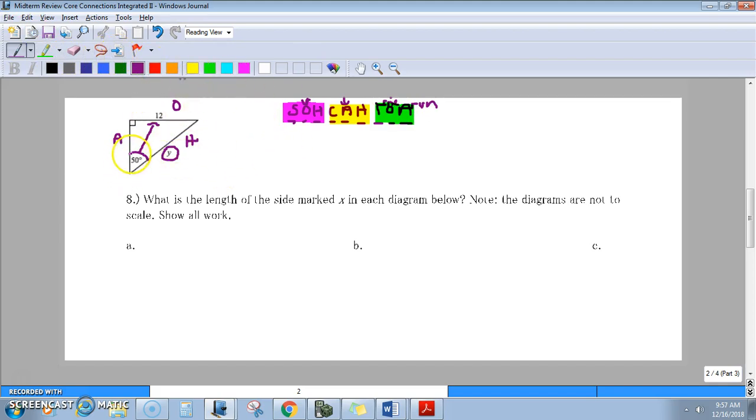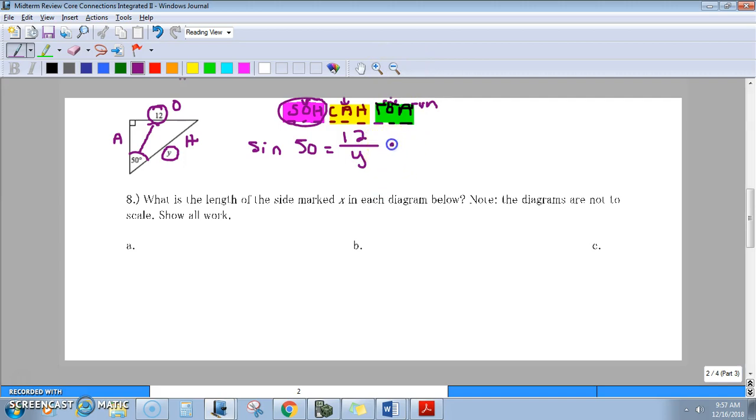So in this case, what do we have? If I have this angle, 12 is the opposite, and y is the hypotenuse, so I'm going to use the sine. Okay, so the sine of 50 degrees is equal to the opposite, which is 12, over the hypotenuse, which is y. So when the variable's on the denominator, it makes it a little bit harder to solve.